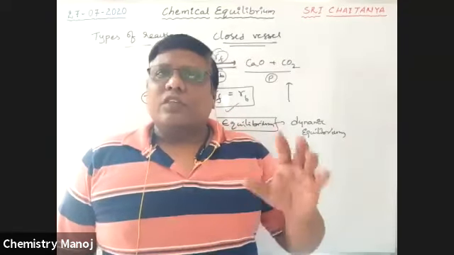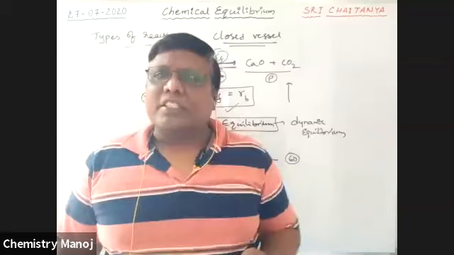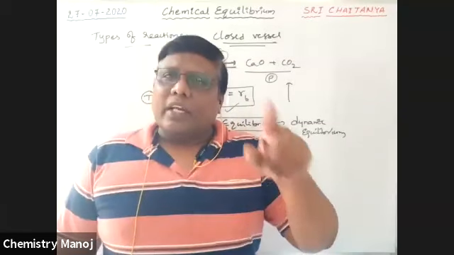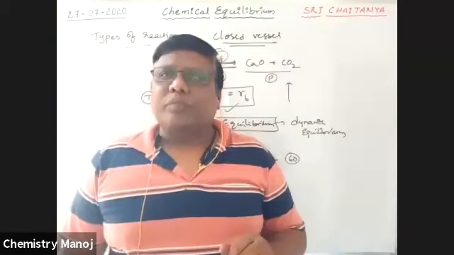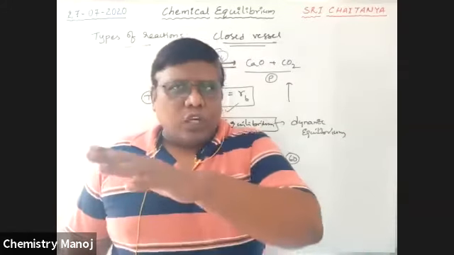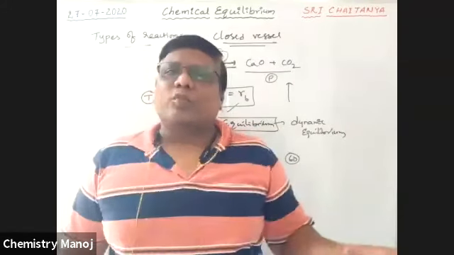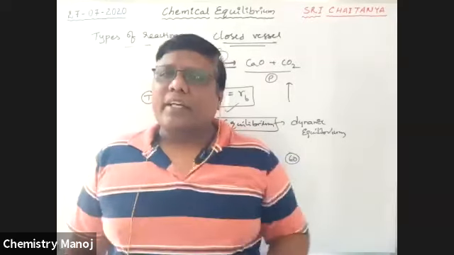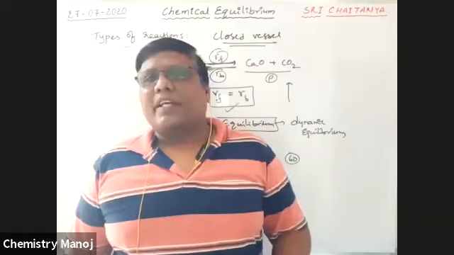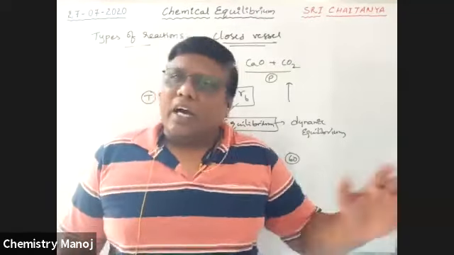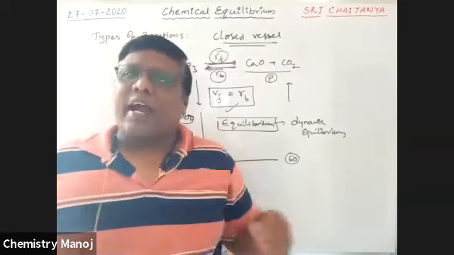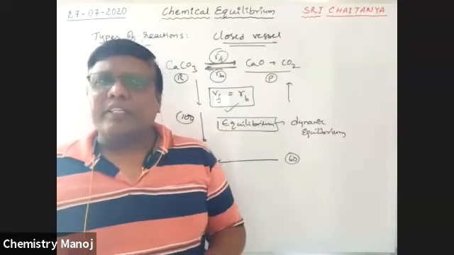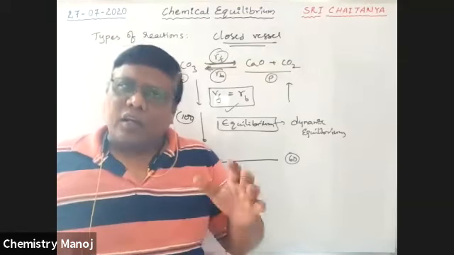So we have two types of reactions: irreversible reactions and reversible reactions. Irreversible reactions mean only one-sided reactions, where only reactants convert into products, but not products into reactants. All our neutralization reactions and all our combustion reactions come under this category.